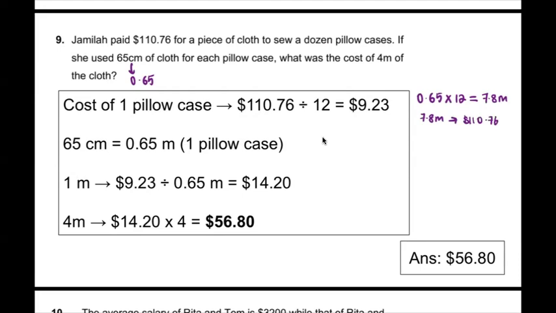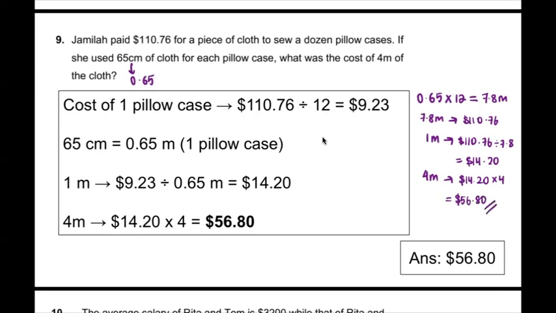And then you can find 1 meter from there, which is $110.76 divided by 7.8. That would also give you $14.20. And then the last step would be 4 meters, therefore $14.20, multiply it by 4, which would also give you $56.80.